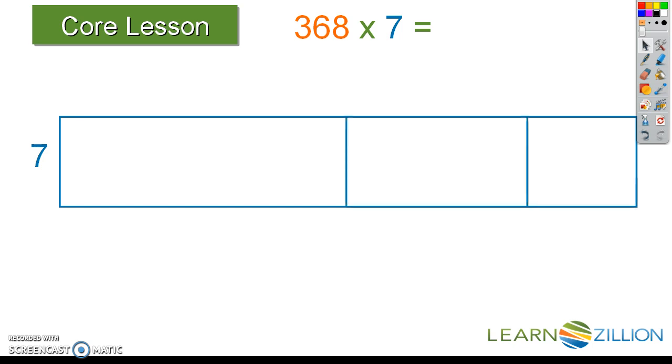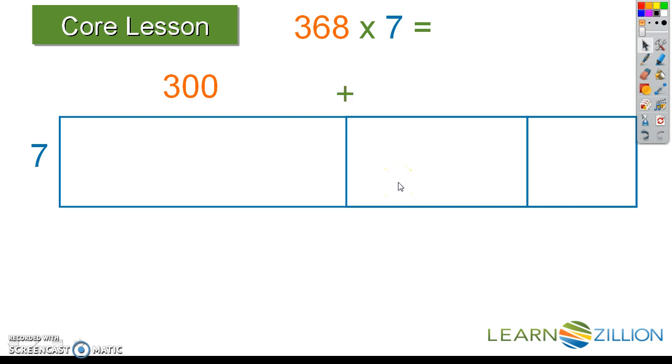Next, you need to divide your rectangle up into 3 spaces. Now notice, there's a bigger space, kind of a little smaller space, then a smaller one like that. So make sure you divide it up with 3 different sizes. Biggest, medium, and smallest. Alright, next, you want to put 300 there because the 3 is worth 300. That's why you put that there.